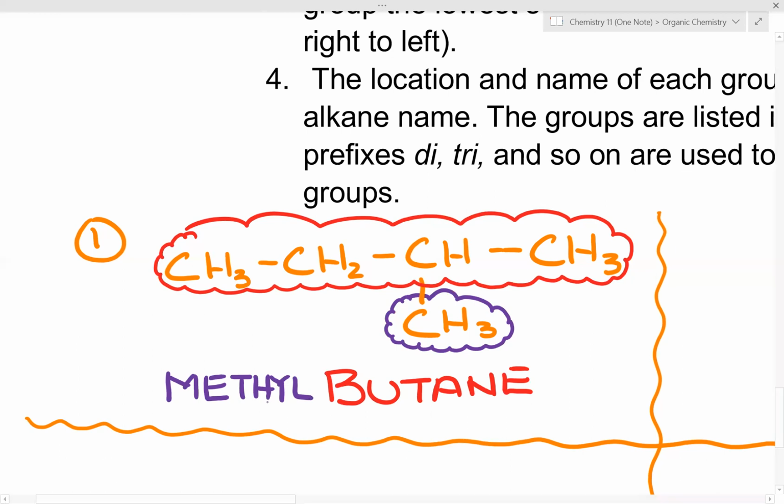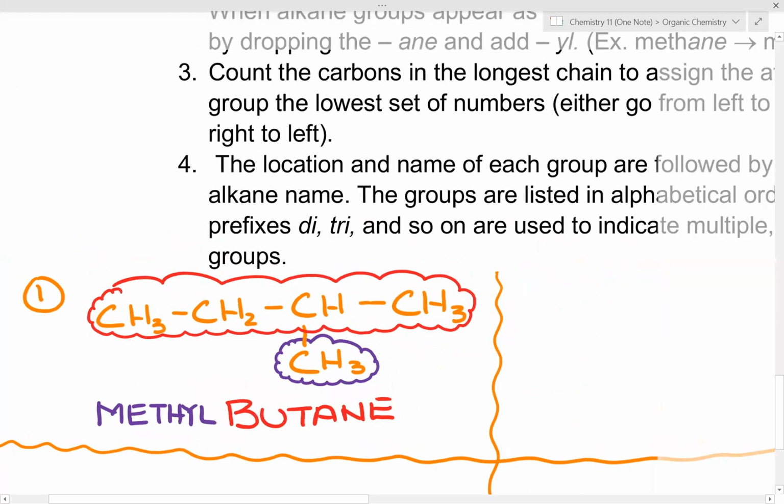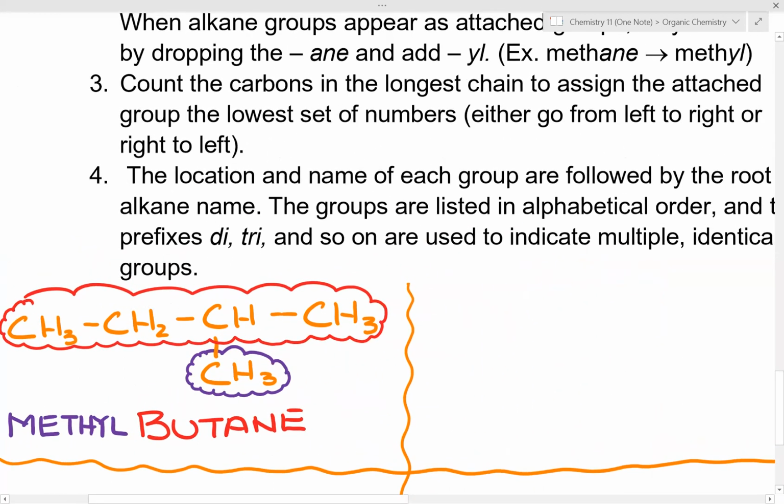Okay. So I've just done step 1 and I've done step 2. Step 1, I look for my longest chain. Step 2, I look for groups. Now, step 3 is the confusing one. It says, count the carbons in the longest chain to assign the attached group the lowest set of numbers. Either go from left to right or right to left. So what do I mean by this?